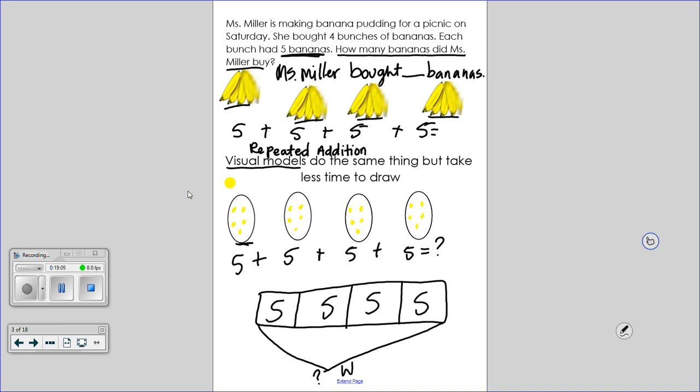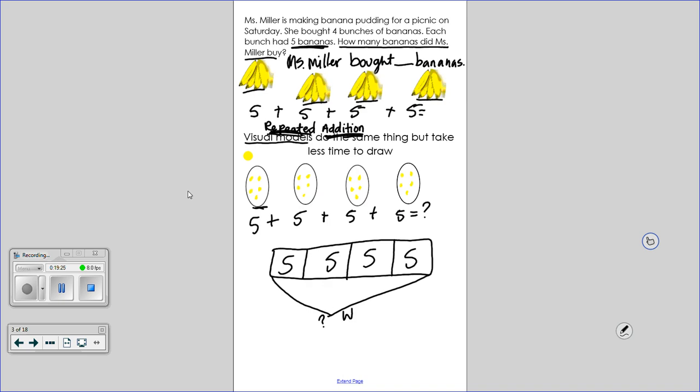Because part plus part equals whole. But it does say part plus part. No, it's a part plus a part plus a part plus a part. We are repeating our addition. So our equation, go ahead and write that at the bottom, please. It's going to be 5 plus 5 plus 5 plus 5 equals.